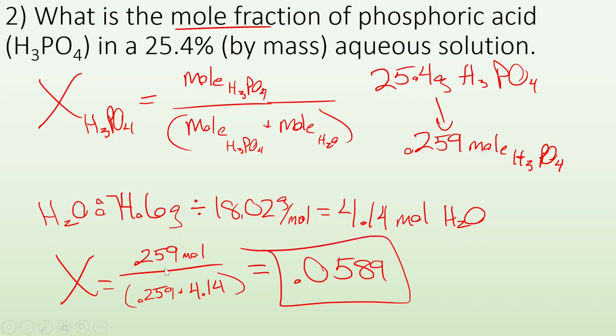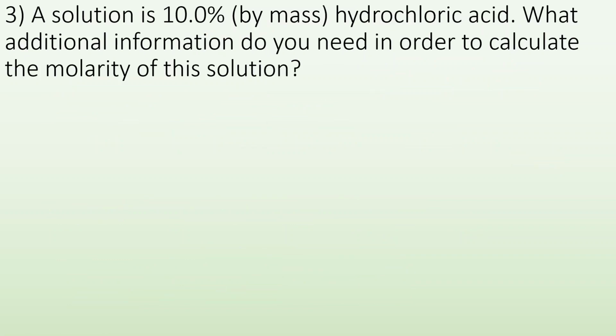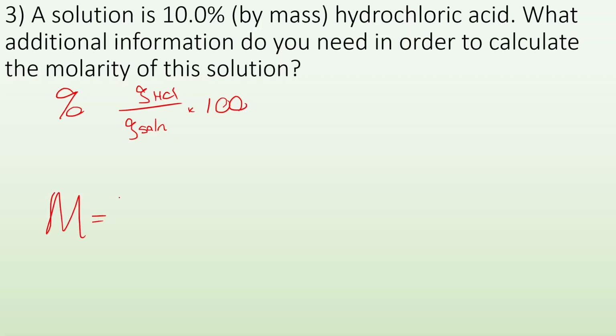All right, number three, a solution is 10% by mass of hydrochloric acid. What additional information do you need in order to calculate the molarity? Well, let's see. I got percent. So I know my grams of HCl over grams of solution times 100. I want to get molarity. So I need moles of HCl divided by liters of solution.